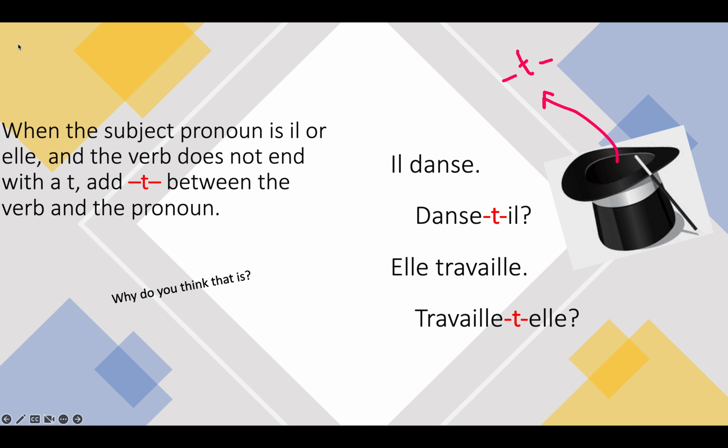If we ask that question, is he dancing or does he dance, without the T, it would sound like this. Danse-il? And that doesn't sound good. Or travaille-elle? It doesn't sound good. So we use this Mr. T and the hyphen brothers. Danse-t-il? Travaille-t-elle?